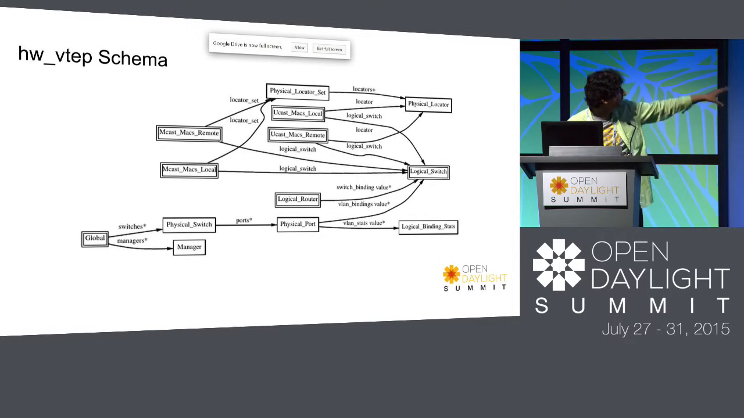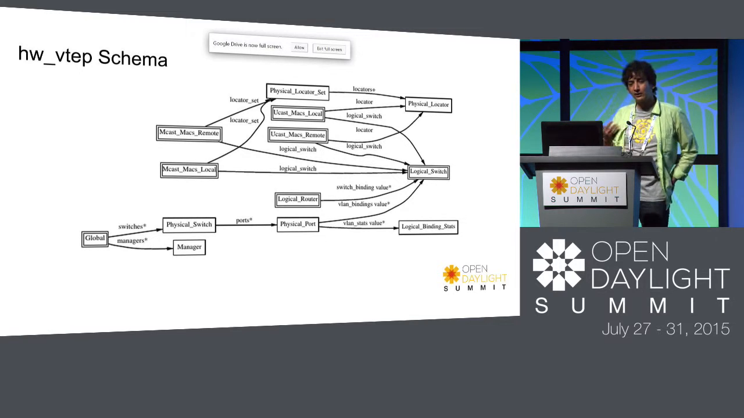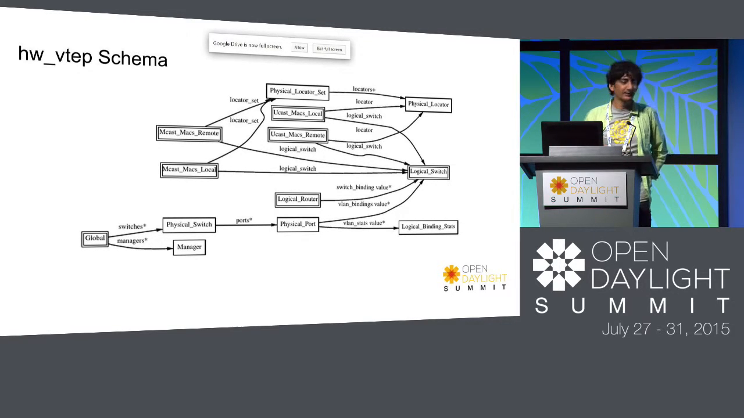So this is what the hardware VTEP schema looks like. Today you use the OVSDB schema to set up tunnels, create your VXLAN or tunnel ports, and configure the endpoints. The semantics on the hardware VTEP side are a bit different.